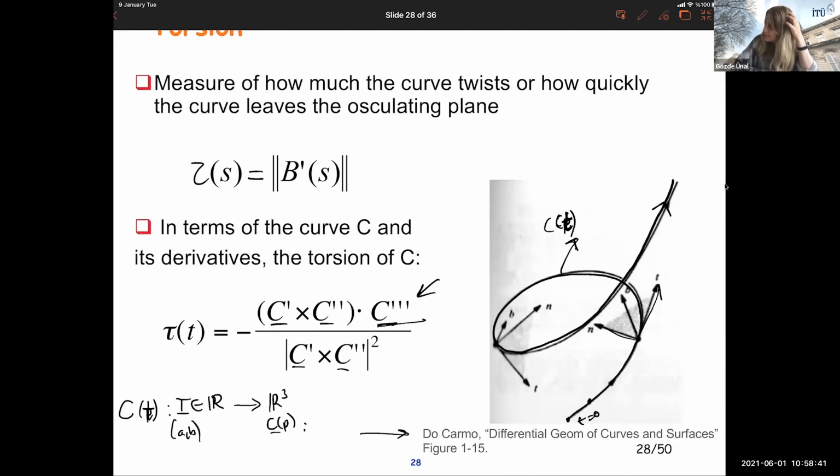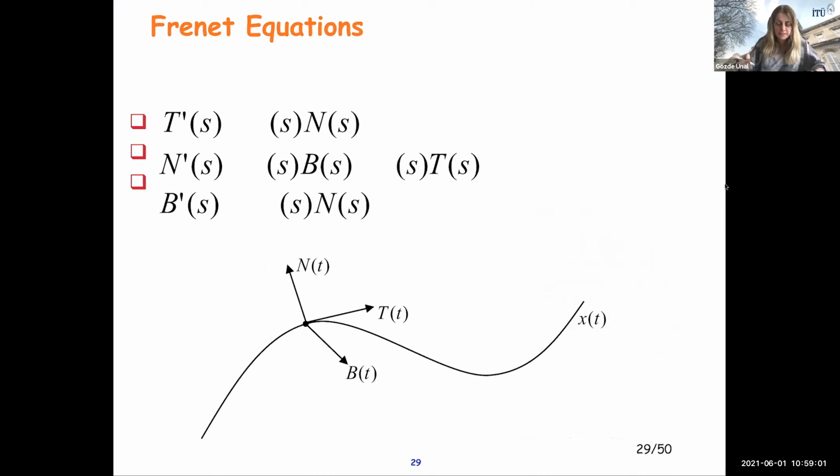Also, in the end, we've defined these tangent, normal, and binormal vectors. We also started calculating their derivatives: the tangent derivative, the normal derivative, and the binormal derivative. I have to complete these again.